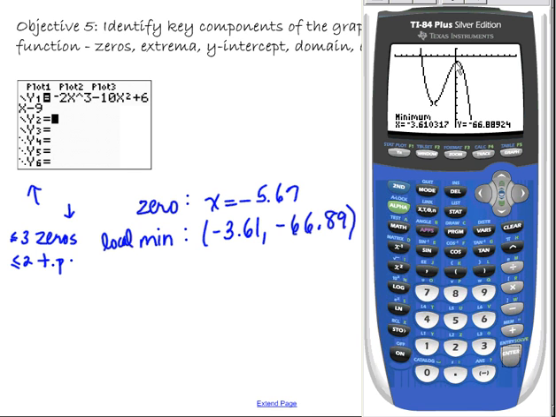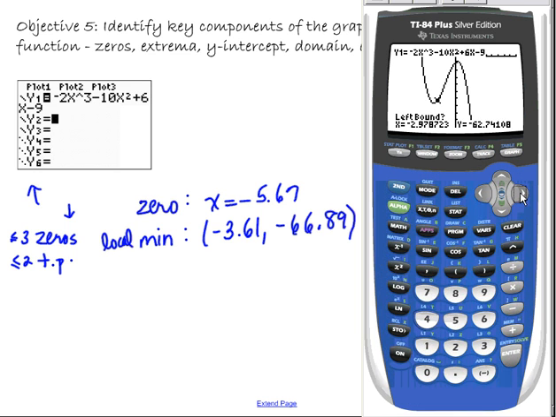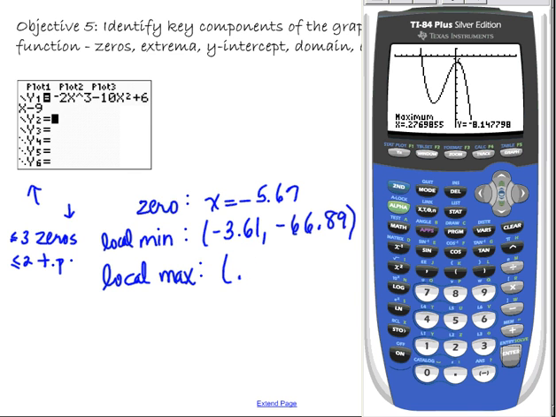Now let's do our local max. So we do second, trace, our maximum, which is 4. We've got to be on the left side of it. So we are. And then the right side of it. And then we've got to guess. So it is 0.28 and -8.15. Okay, 0.28, -8.15.